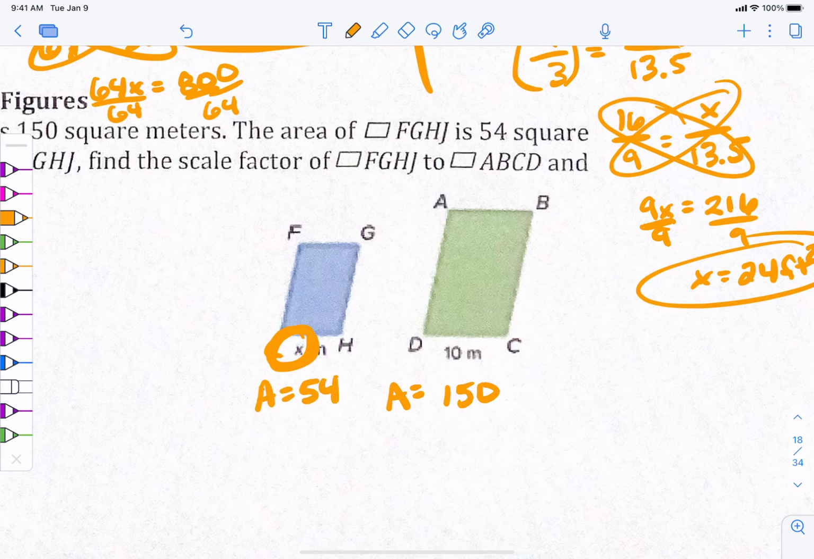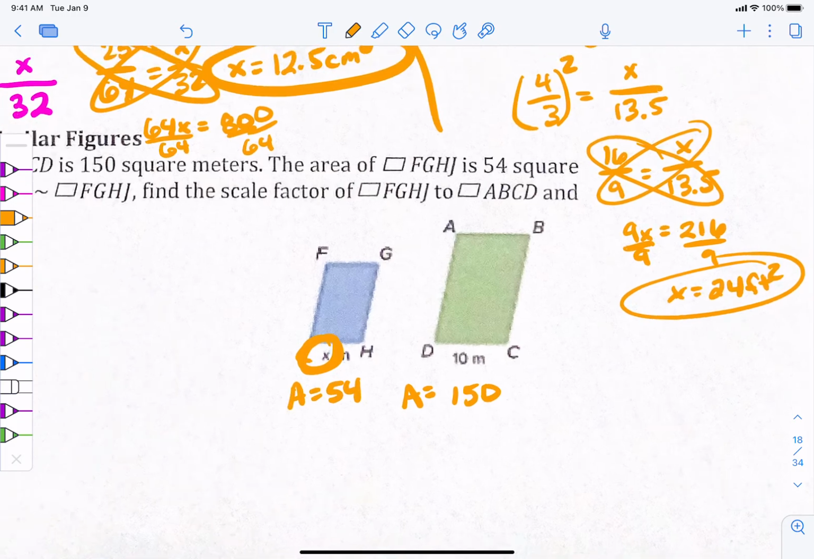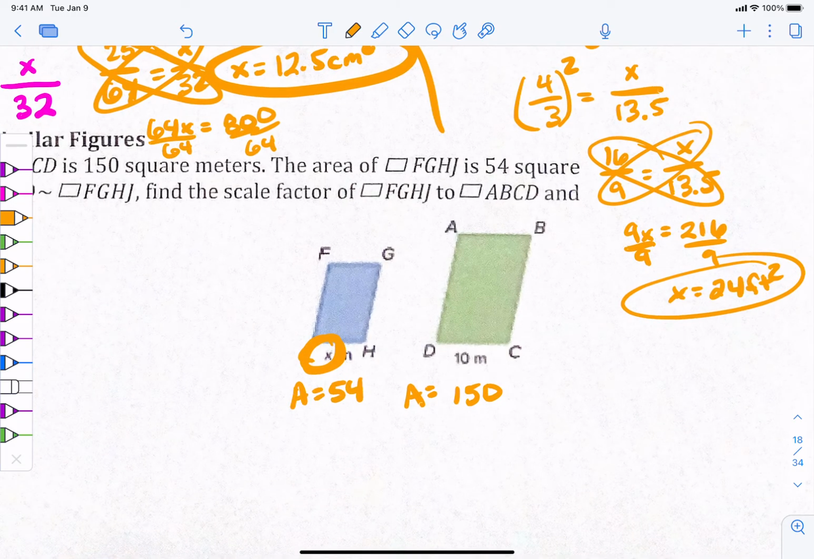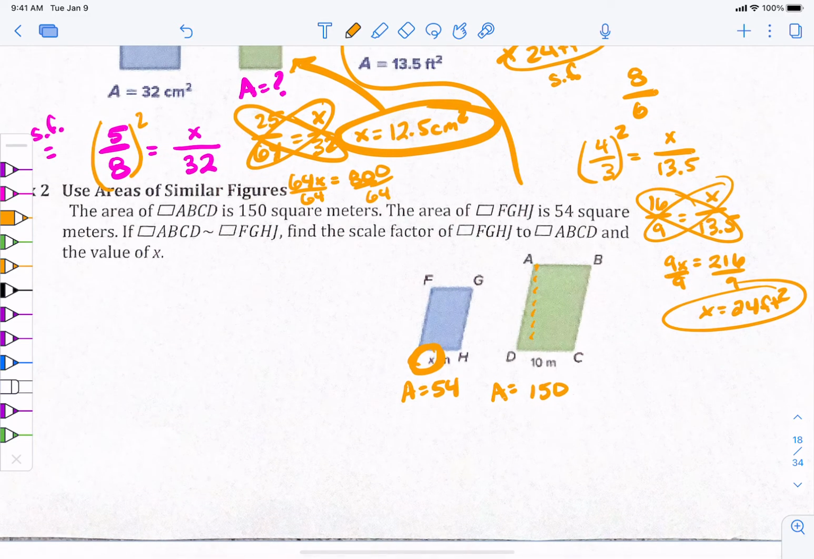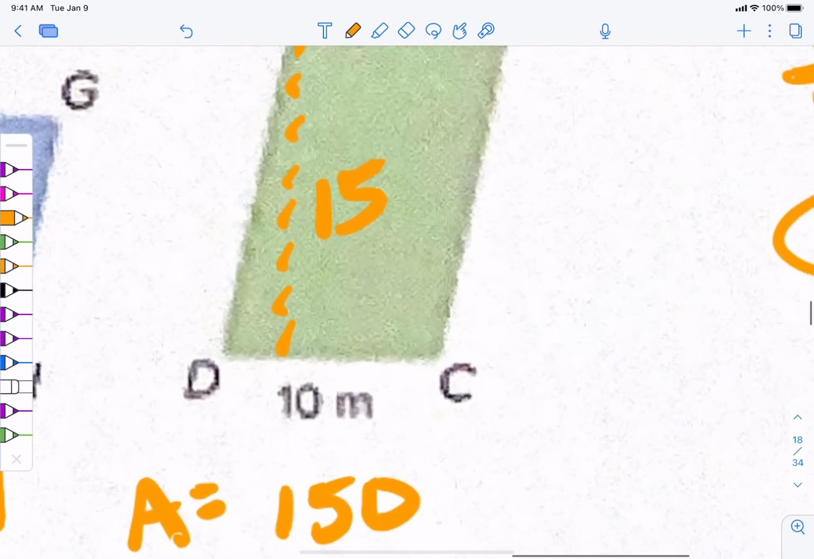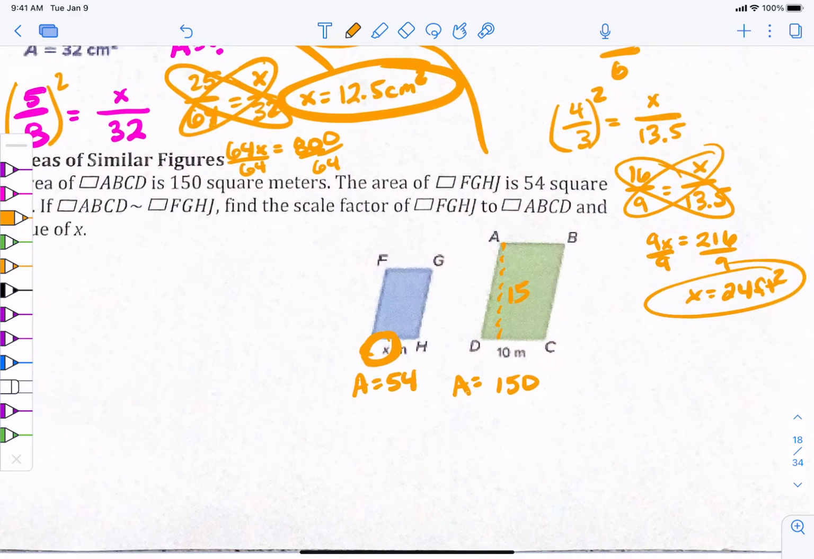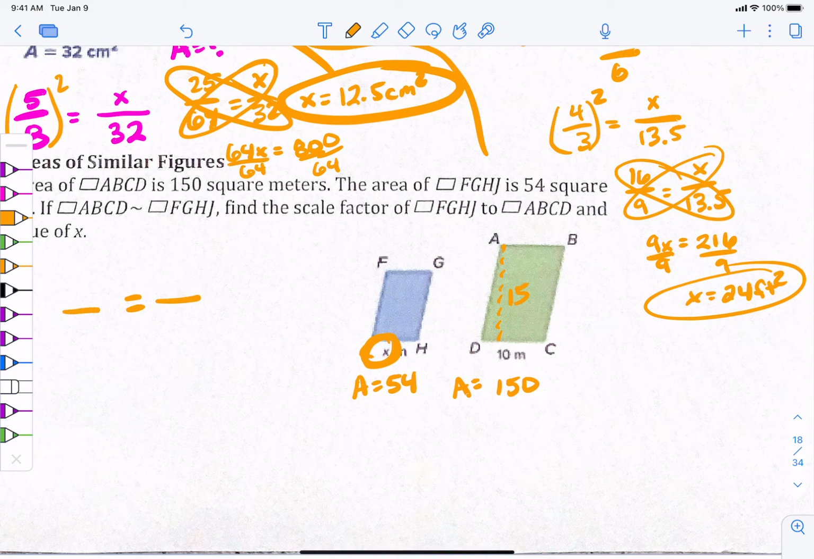Wouldn't that make the other side be 15 on this one? Yes. But that's not what we're trying to solve for. Actually, this is a parallelogram, so this would be 15. Does that make sense? Okay. But we still have to set this up. So the scale factor has to do with the sides, though. So my sides are what?